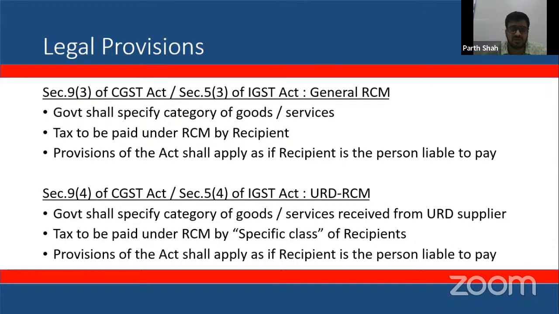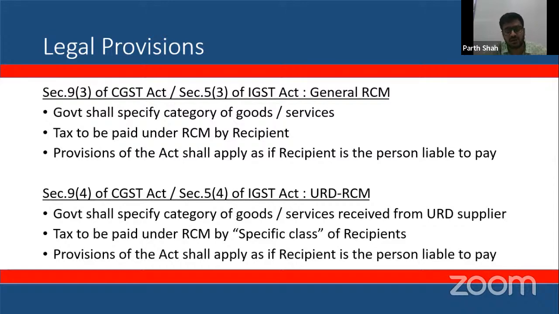Subsequently, in October 2017, that was scrapped, and later on the provisions were amended, and the amended provisions read that government will specify certain categories of goods or services wherein the supplier is unregistered, and tax will be payable by a specific class of recipients. So here what they have modified is that they have introduced, either they will bring in a specific category of goods or services and also some specific class of recipients that will be required to pay tax.